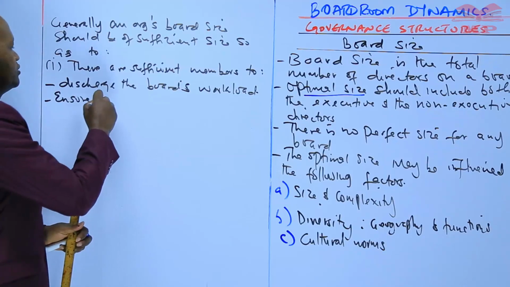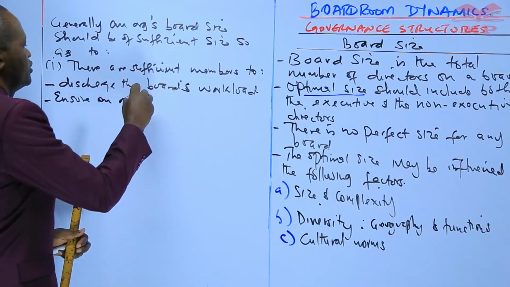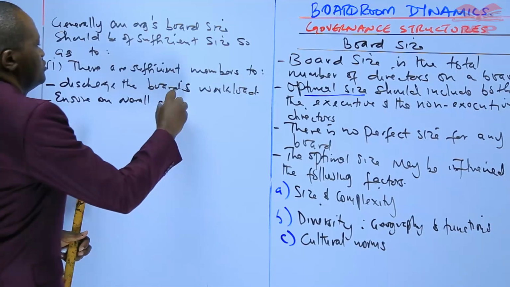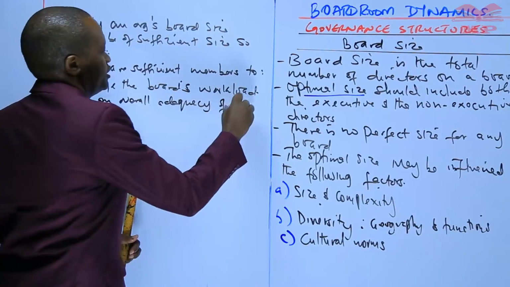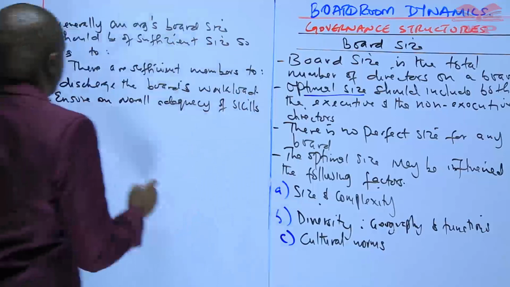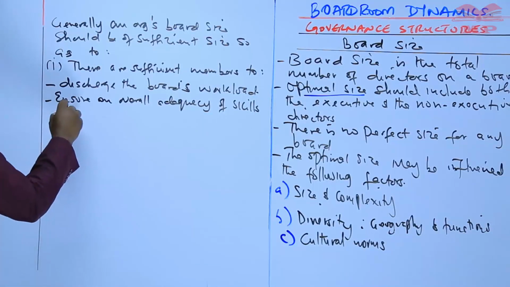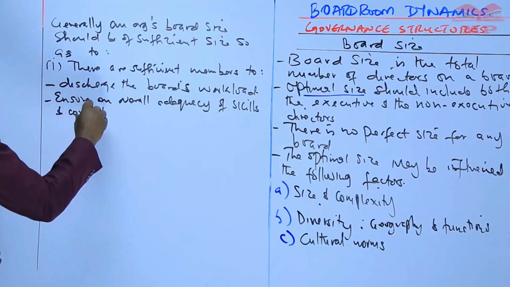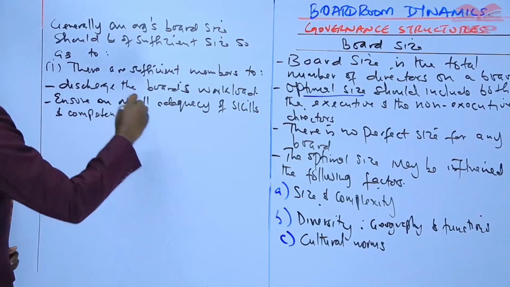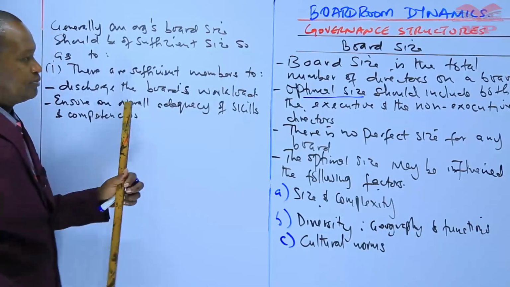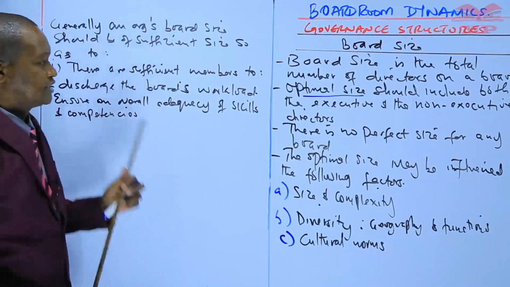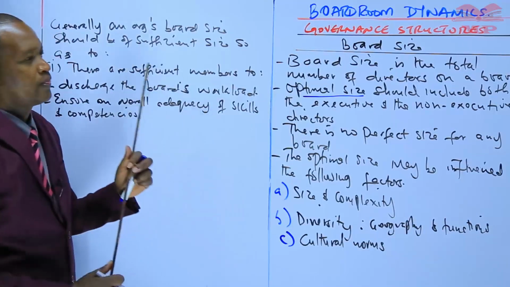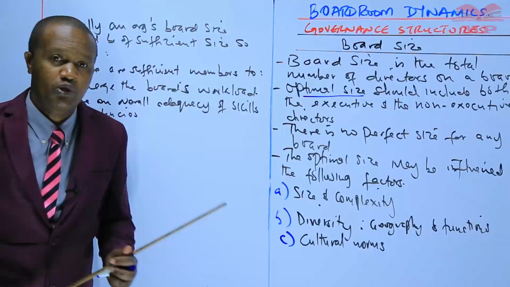To ensure an overall adequacy of skills and competencies. In a subsequent chapter, we'll be studying director skills and competencies that are required on a board.